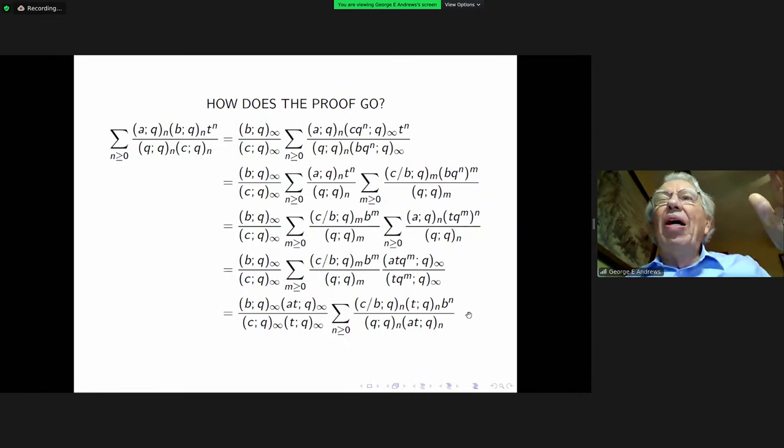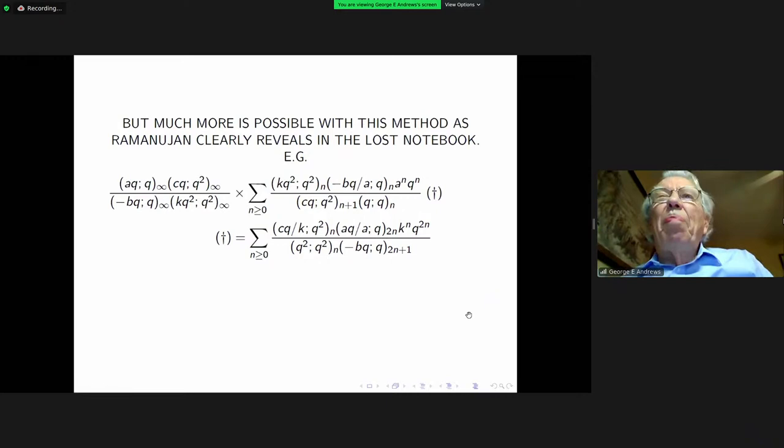But at least the one message I want to get over, what I believe to be true, is that it is Ramanujan's facility dealing with identities of this nature that led him to the Mock theta functions. There is much more that is possible with this method, as Ramanujan clearly reveals in the Lost Notebook. For example, I write down here one such formula, and it again is proved in exactly the way that I proved this before.